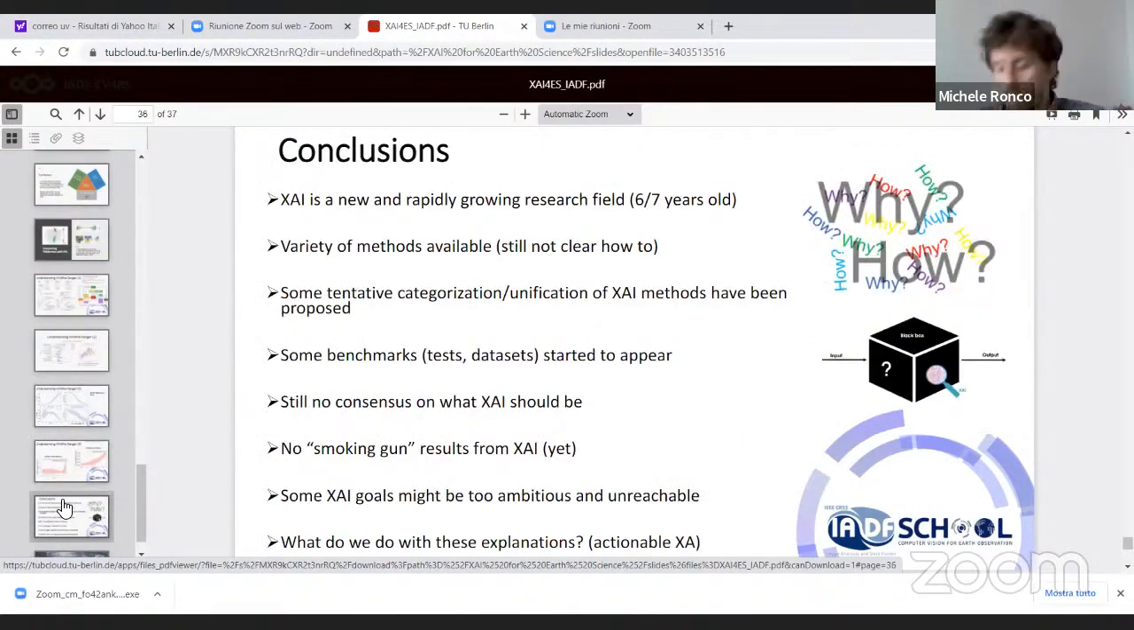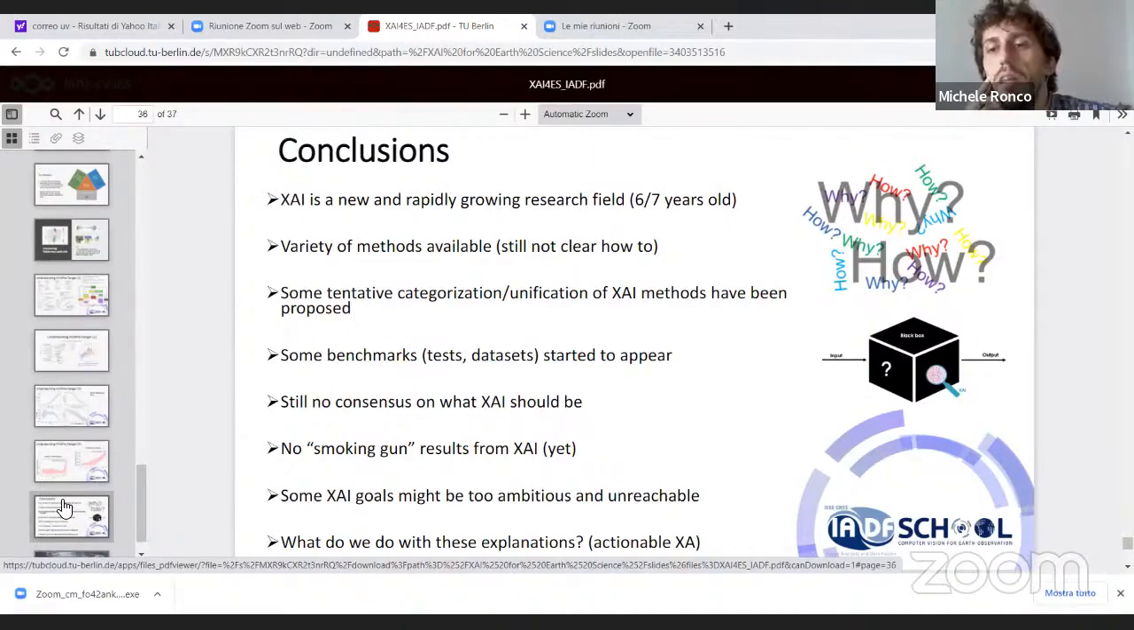So let me conclude. I think I've stressed enough that explainable AI is a very new research field. In the end, I think we could say that it started more or less 6-7 years ago. I mean, it depends, but I would say that it has been established as a research field in no more than the past 10 years and is growing very, very rapidly. So it's very interesting because there is space for new ideas and improvements.